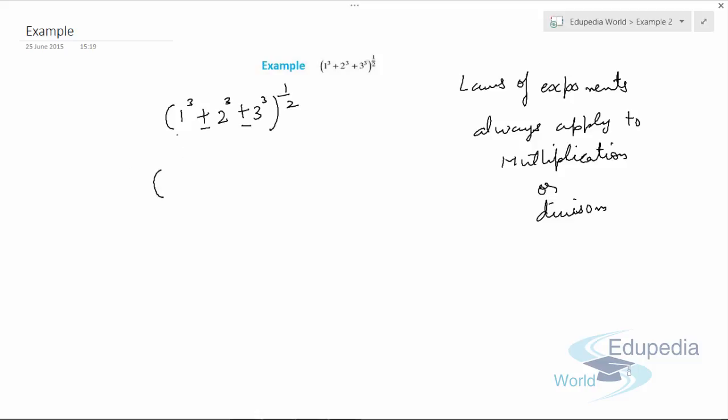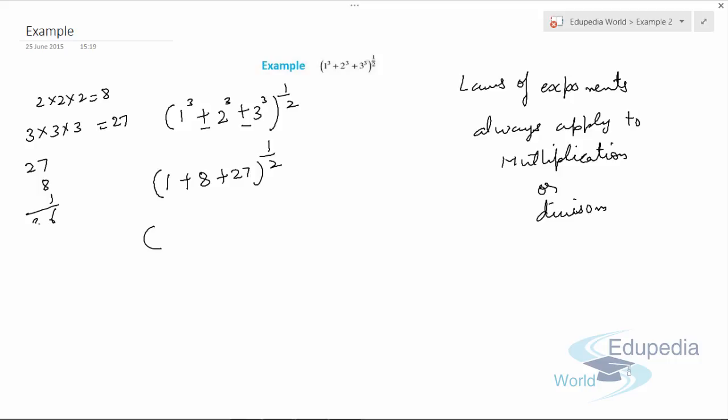solve the parts individually. So 1 cube is 1, plus 2 cube is 2 into 2 into 2, which is 8, plus 3 cube is 3 into 3 into 3, which is 27, the whole to power 1 by 2. Now we will add these three numbers, so it will be 27 plus 8 plus 1, so it will be 36, so it will become 36 raised to power 1 by 2.